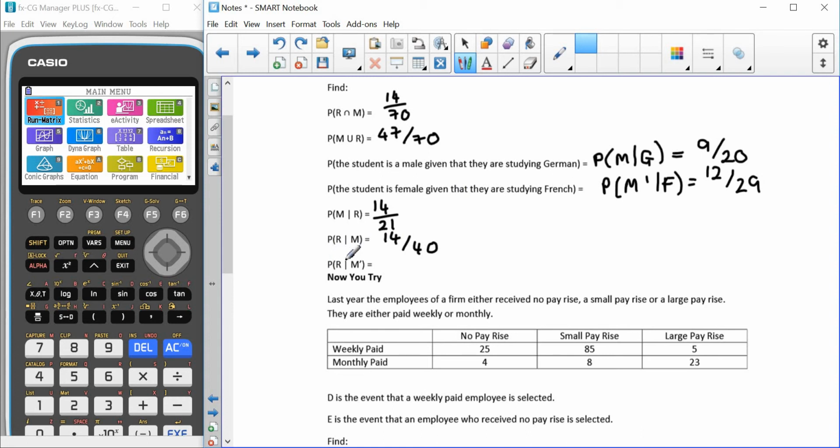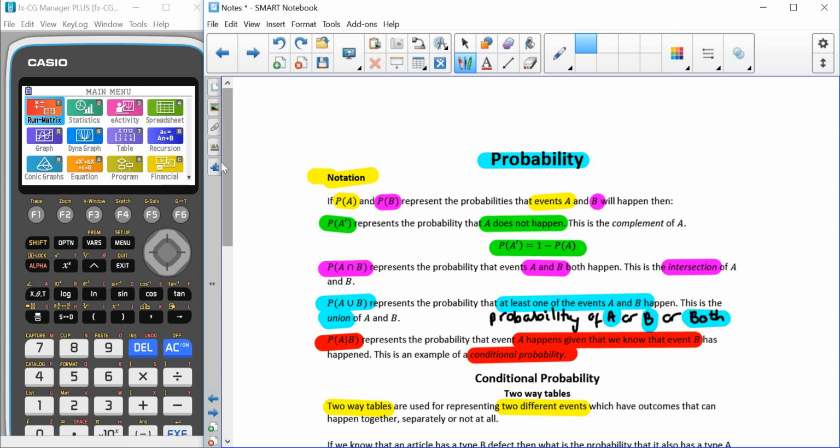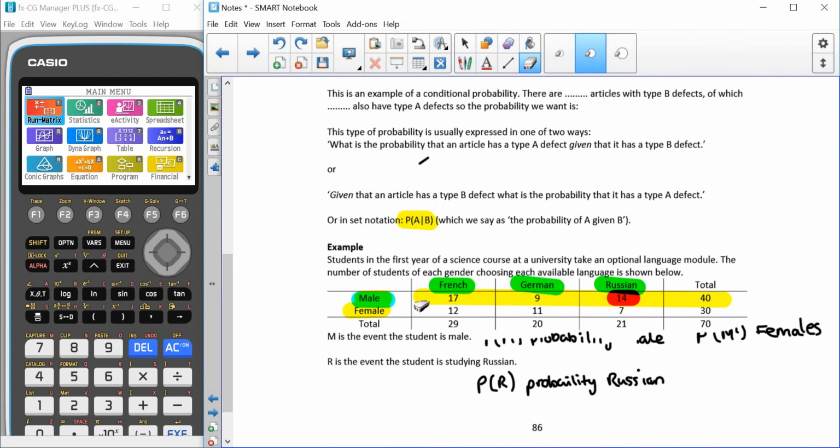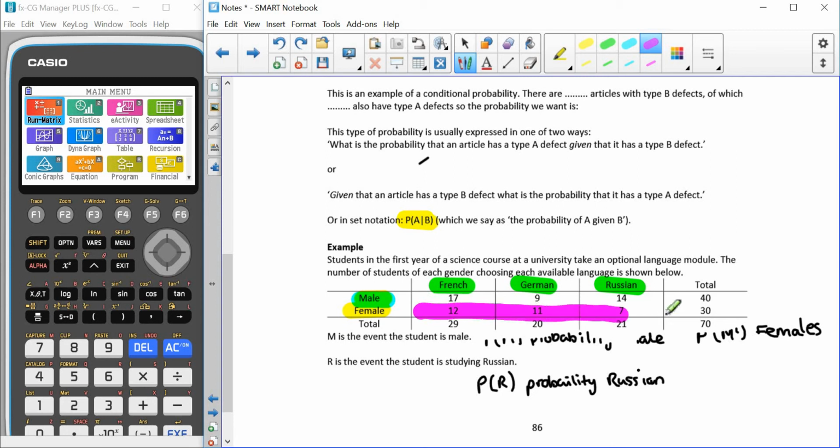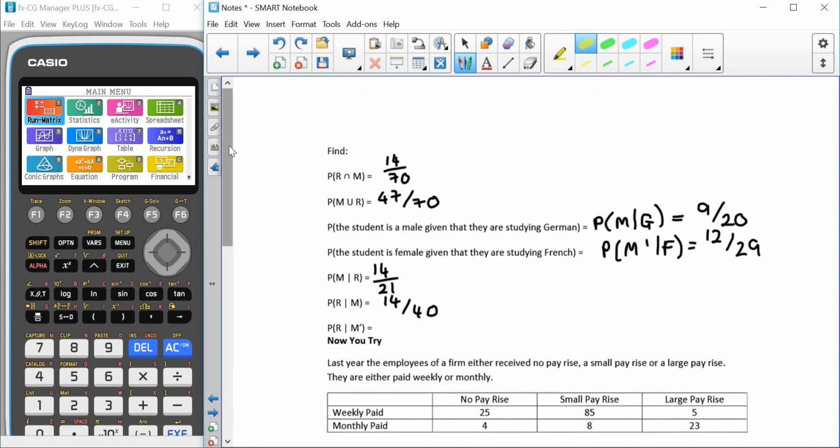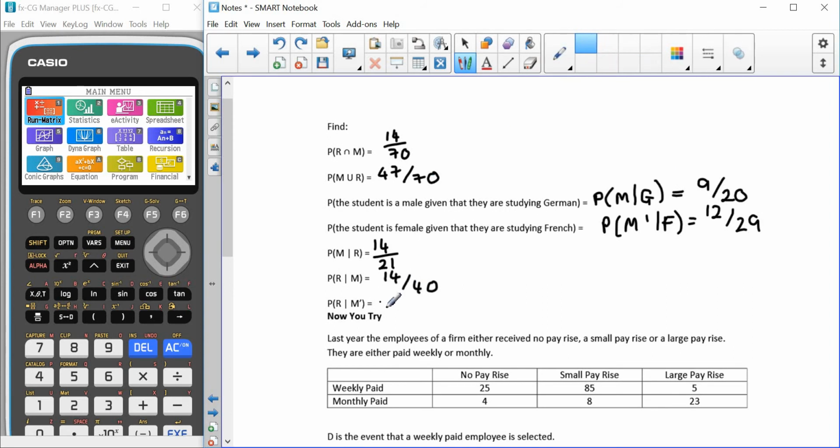Lastly, we're looking at the probability R given not male, so studying Russian given that they are female. So this time we're taking the bit that we're looking at as being the females. So we're looking at our group of females and we're wanting to have a look at the probability that they're studying Russian. So the only group that we're pretending exists is these 30 females here, and of those 30, 7 of them are studying Russian. So that's going to be 7 out of 30 as our probability.